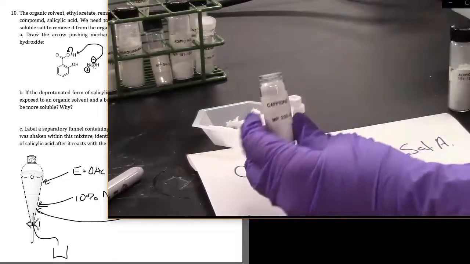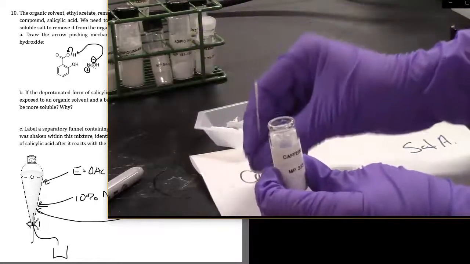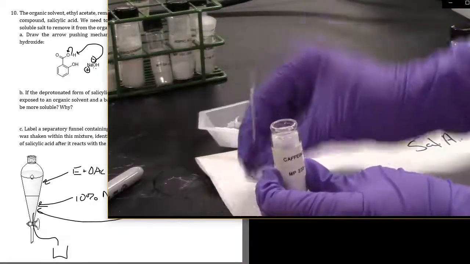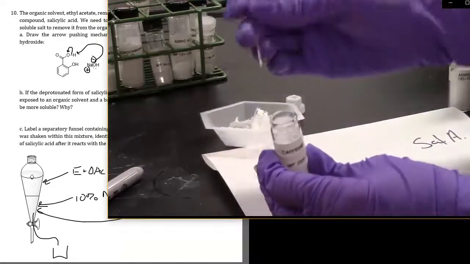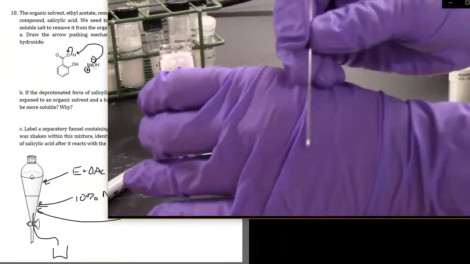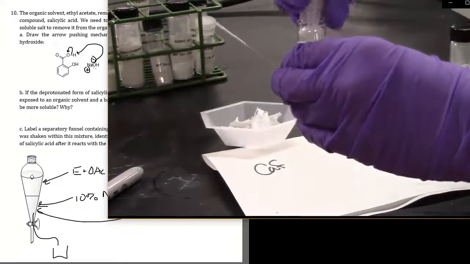So for the melting temperature for caffeine, we are going to use caffeine as our melting point standard. The melting temperature is 235 to 237. It's always great when you can use a melting point standard which is exactly the same melting point as the compound you're analyzing, which is caffeine.